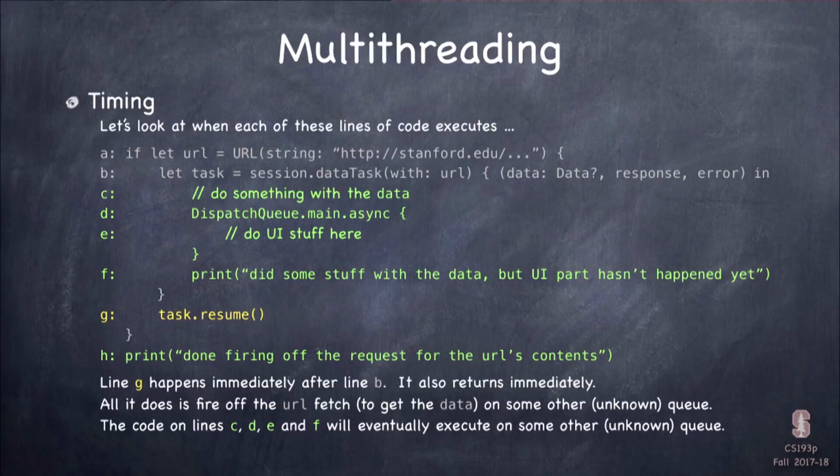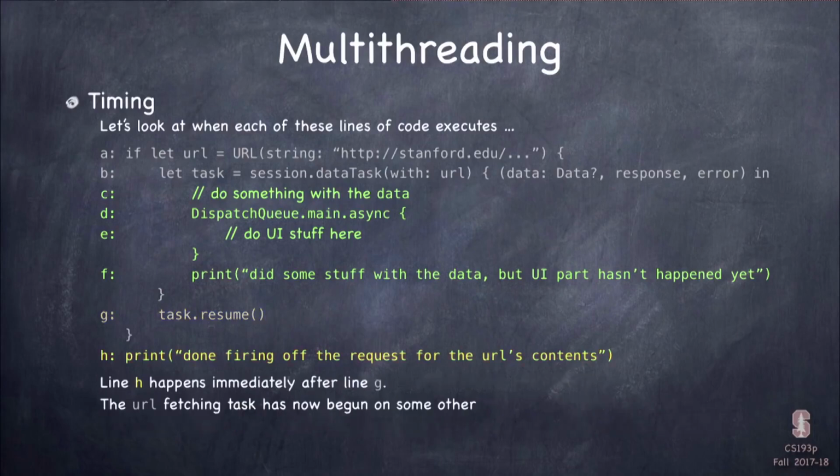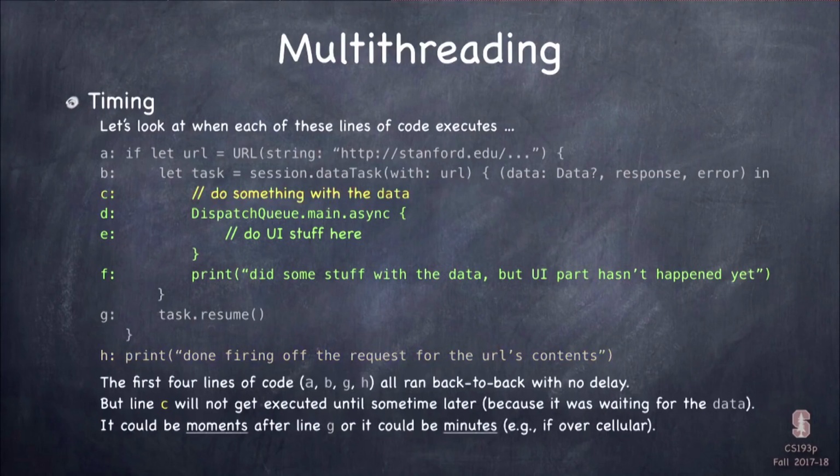So the next line that executes is line H. Resume just instantly starts in the background, but line H continues in the foreground and runs. Okay, what do you think the next line that executes is? Well, about 5 seconds or 5 hours or 5 minutes or whatever later, line C will execute. This happens when the data comes back from the URL.